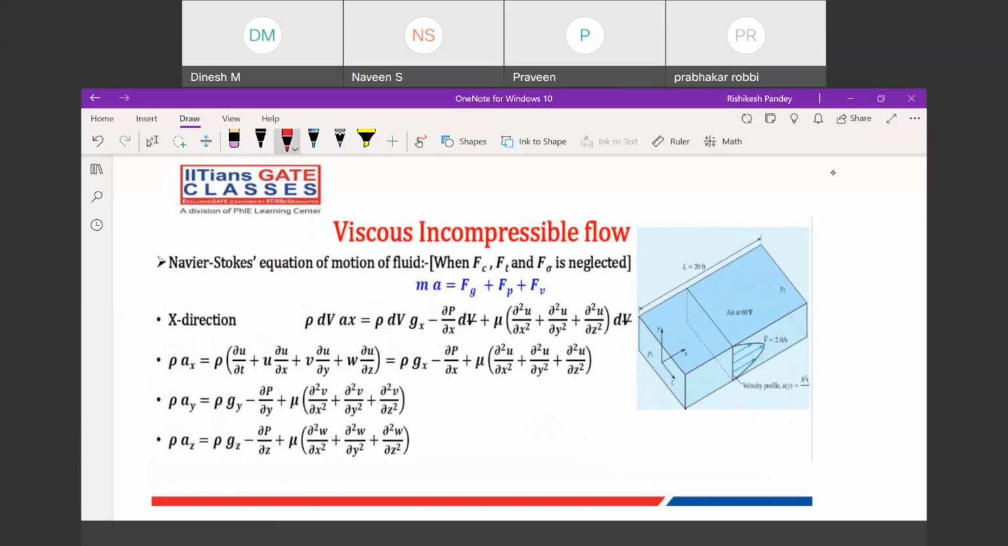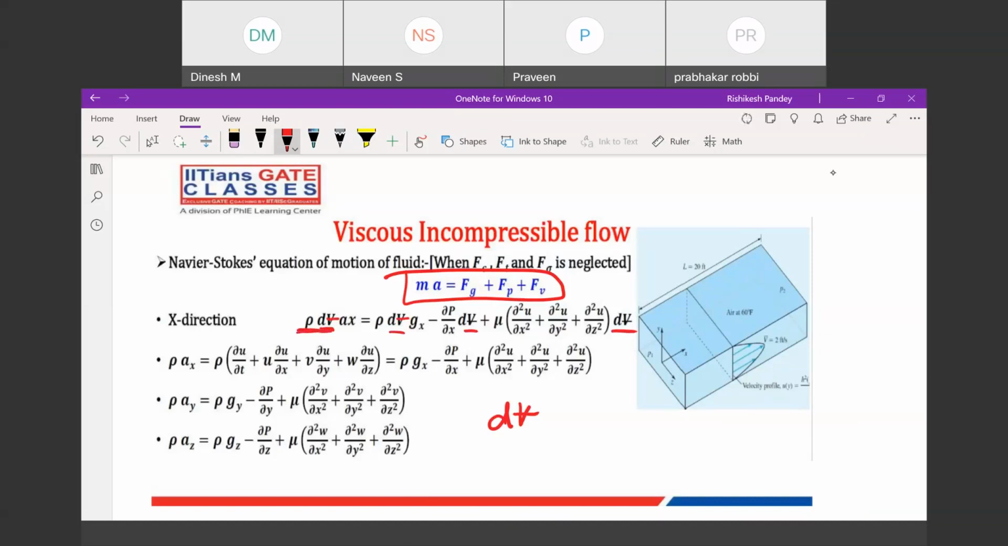Now here, in viscous incompressible flow, force due to viscosity will be considered. Now you see this will be our general equation. Okay, and this only we can write in x direction. Now this equation can be written in x, y and z direction. And if I am writing it for any fluid element of volume dv, you see this is volume, multiplied by the volume.